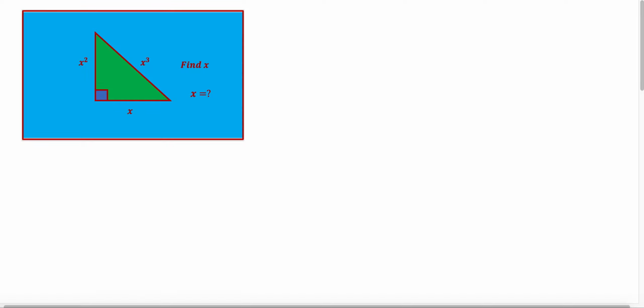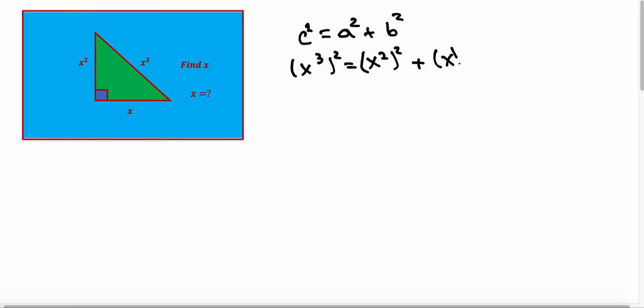We already know the Pythagorean theorem: c squared is equal to a squared plus b squared. But instead of the c, we are going to input x cubed. So x cubed squared is equal to (x squared) squared, plus x squared.